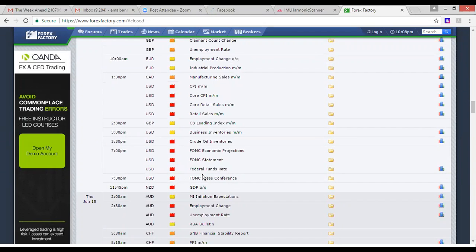So this is where we are looking for federal funds rates. These rates will give us the direction for the price, at least for the next season, for the next quarter of the year. When we add this to what?